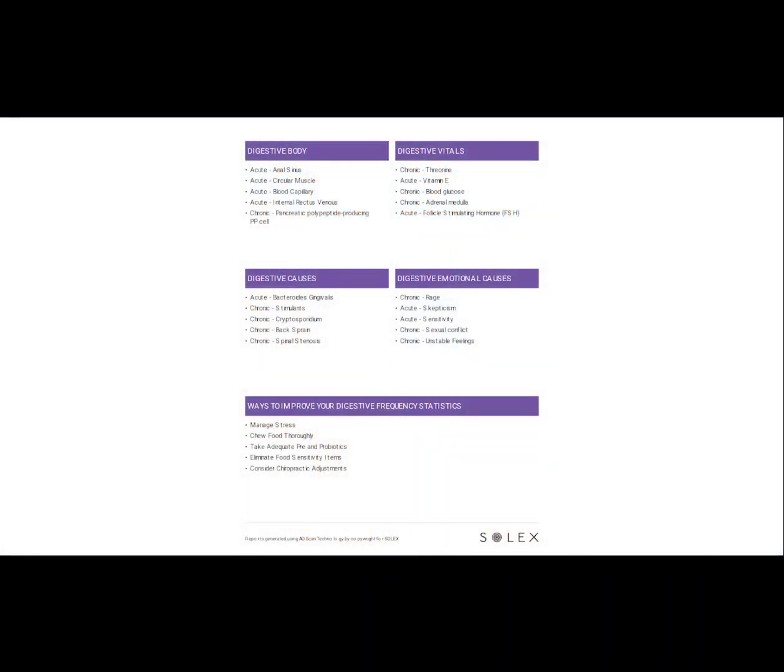So on hers, the very first one, like I mentioned before, was manage stress. There were a number of other ones: chewing her food more thoroughly, taking some pre and probiotics, watching the sensitivity of her foods, and considering chiropractic. So now we're going to go on to the second one, and we're going to start to see a theme in what is in each of her reports. But the very first thing that she needs to focus on is managing her stress.